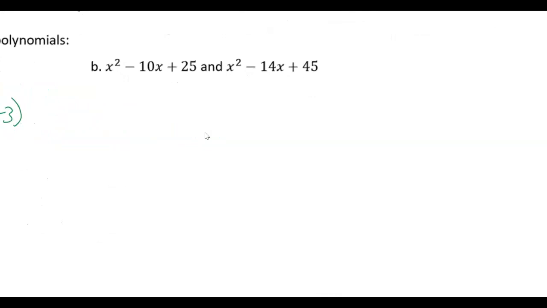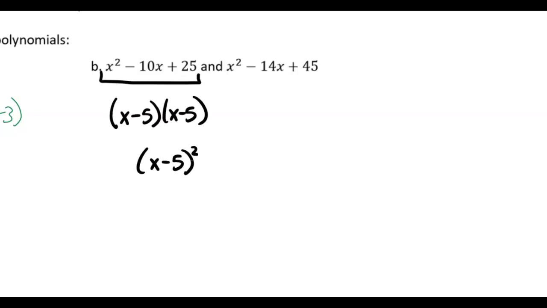So your first thing is to factor. Go ahead and think about how you're going to factor this first polynomial right here. All right, what multiplies to 25 and adds to negative 10 is negative 5 and negative 5. So it's x minus 5 times x minus 5. We're going to write that as x minus 5 squared. All right, now do this one. And so you're saying, okay, what multiplies to 45 and adds to negative 14? That would be negative 9 and negative 5. So x minus 9, x minus 5.